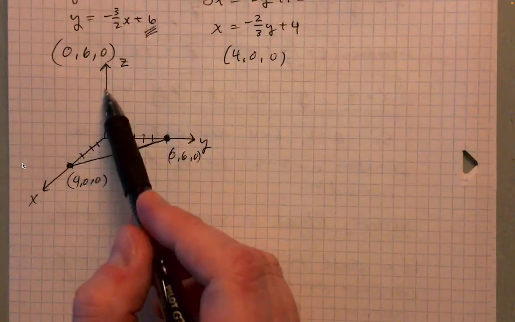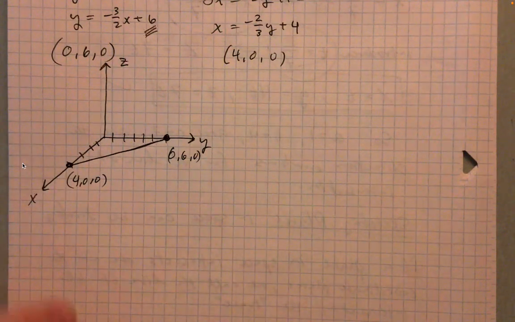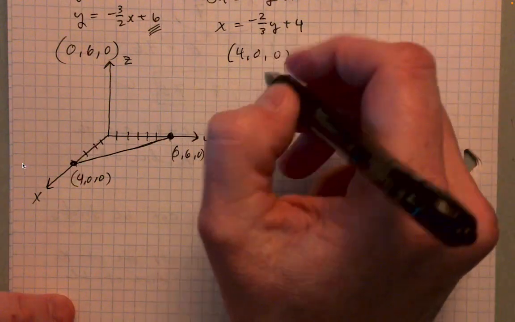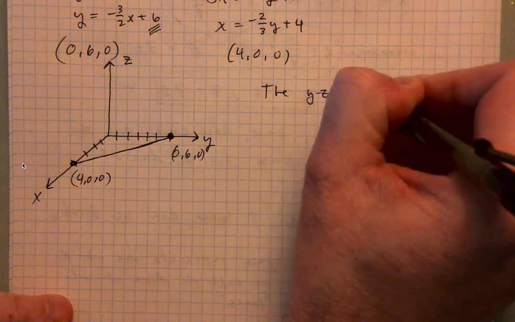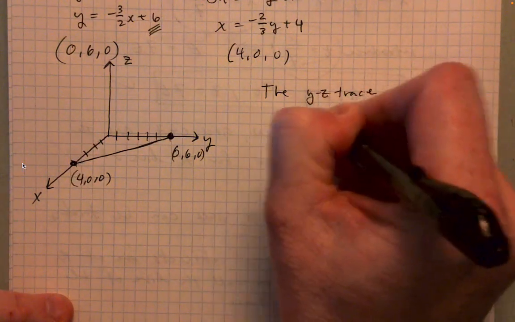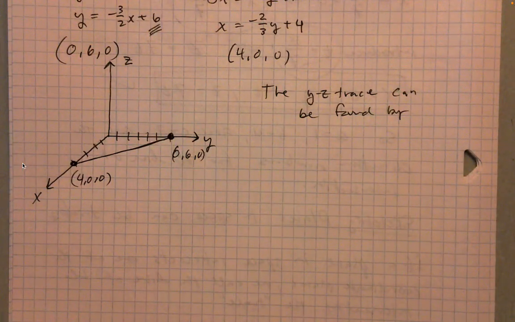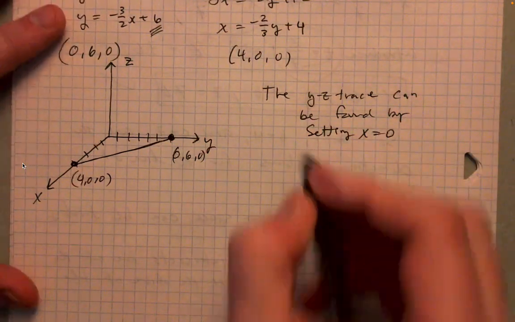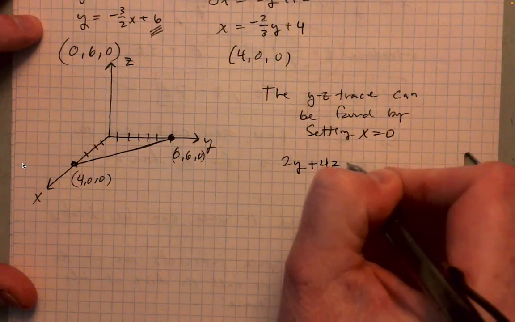Now, what about up here with the z? How do we get to that? Okay. Well, you could get to it by the xz trace or the yz trace. So let's use the yz trace. Okay, so the yz trace can be found by setting x equal to 0. Okay, and so I get, what do I get? I get 2y plus 4z equals 12.